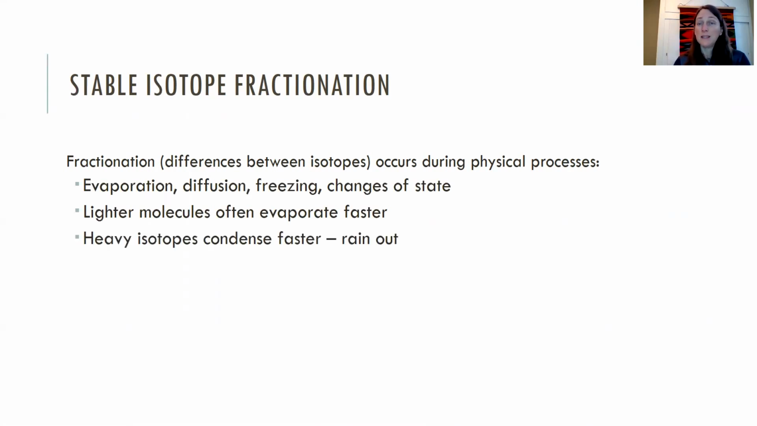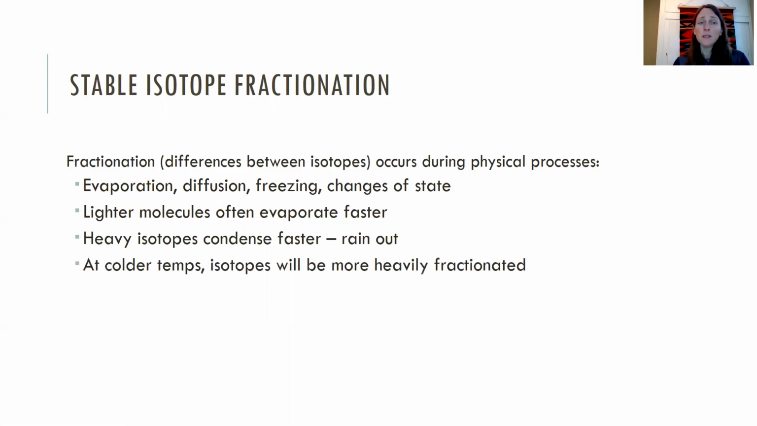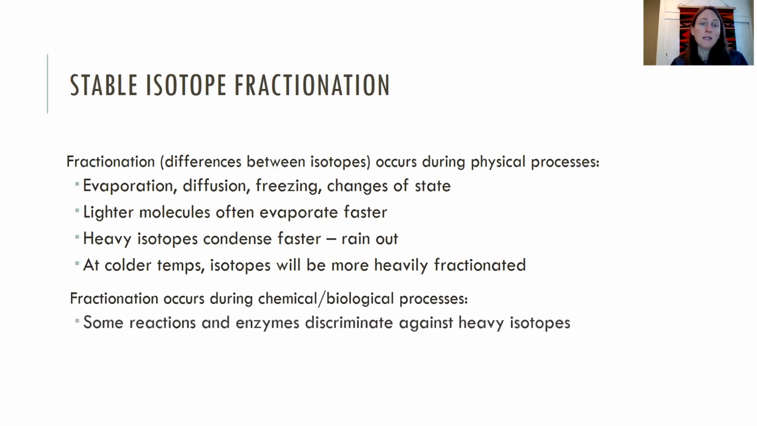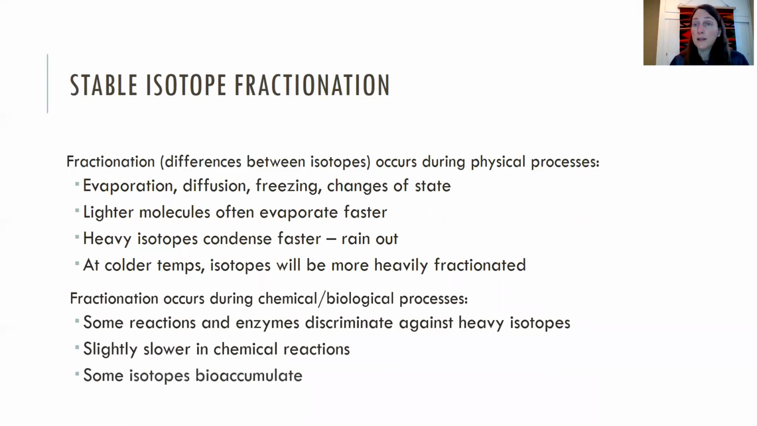Heavy isotopes tend to condense out faster, so they rain out of the sky, things like that. At colder temperatures, isotopes might be more heavily fractionated, but there's also a variety of chemical and biological processes that can cause fractionation, and these are really interesting as ecologists. So some reactions and enzymes will discriminate against the heavy isotope, and then we can track that through a bunch of tissues. Some are slightly slower in chemical reactions, and some isotopes bioaccumulate in tissues. So we're going to talk about all of these things.